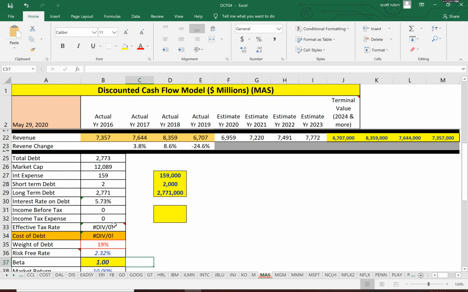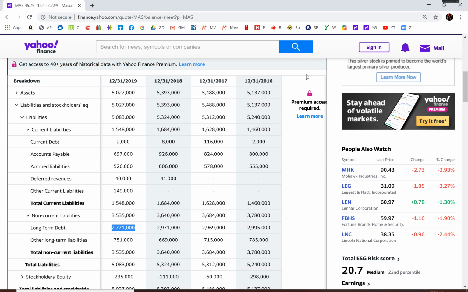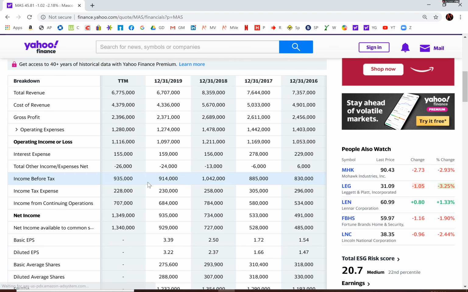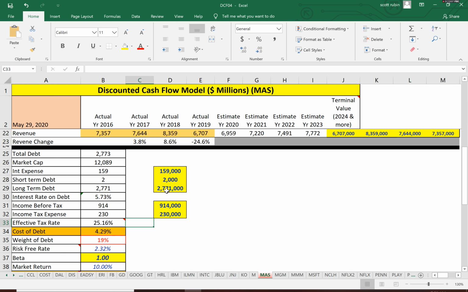So they pay a decent interest rate on debt, 5.73%. Interest payments are tax deductible, so let's find the effective tax rate. Let's go back to the income statement. Look for income before tax, $914 million. And let's look at income tax, $230 million. So the effective tax rate is 25%. So the cost of the debt is 4.29%.